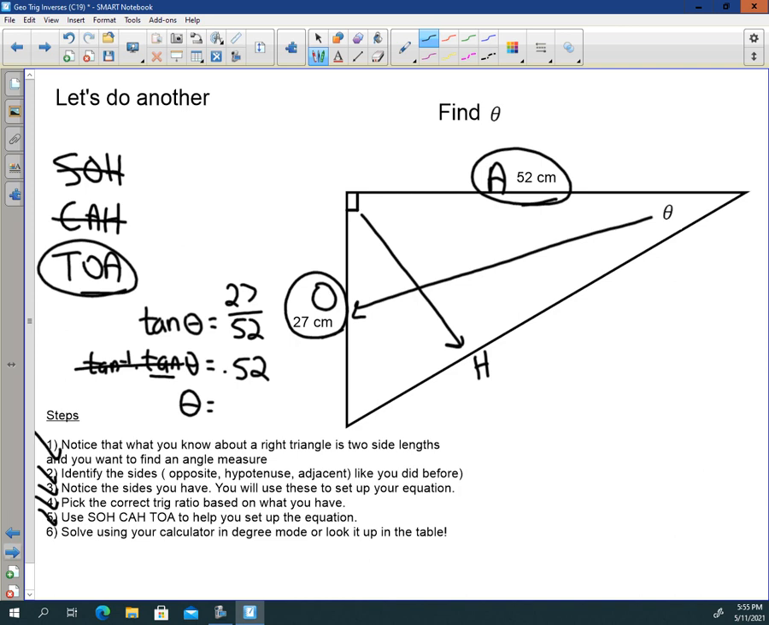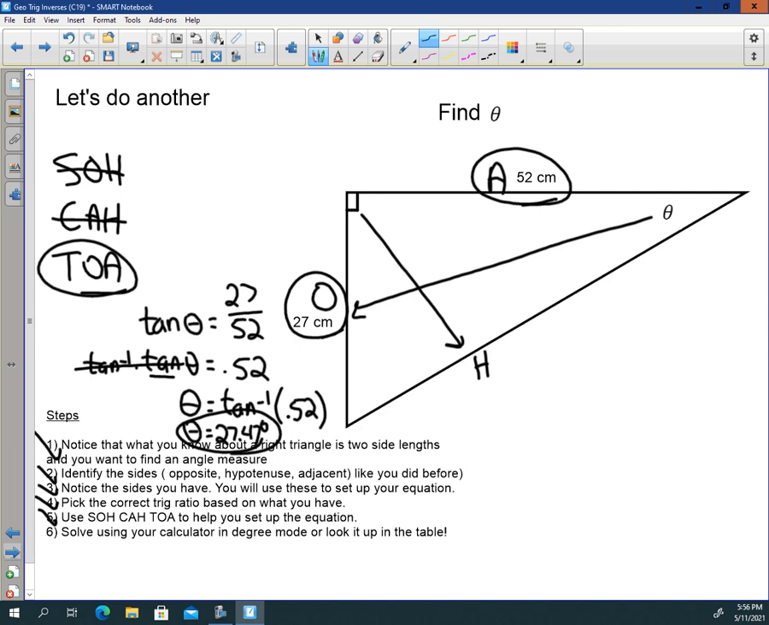But remember, we have to do the same thing to both sides, so we're going to do it over here too, and we have the tan inverse of 0.52, and that's what we're going to plug into our calculator. So I have to do 0.52, and then the second button, and then tan to get the tan inverse, and I get 27.47 degrees. Theta is 27.47 degrees. Done. Now I know the measure of that angle.